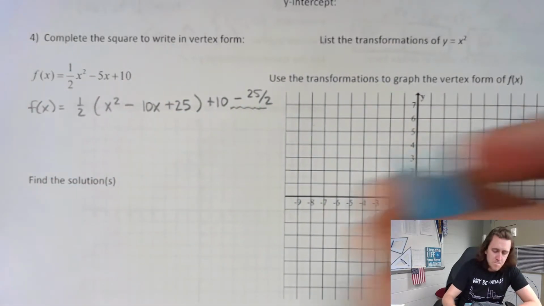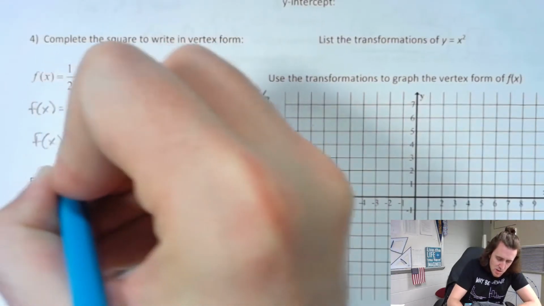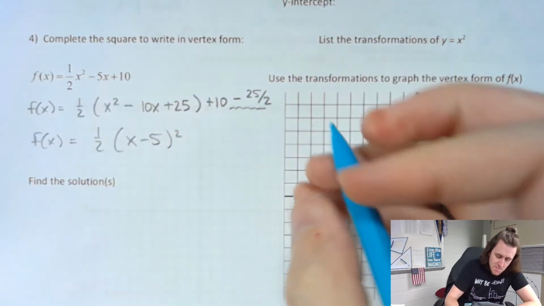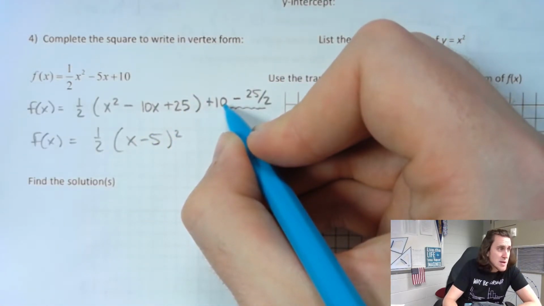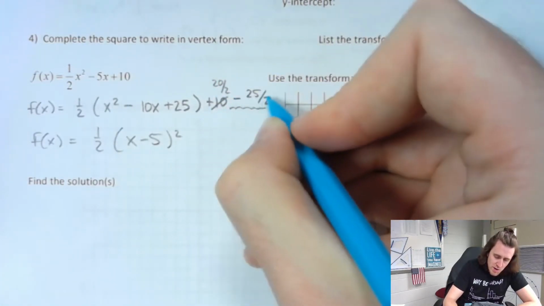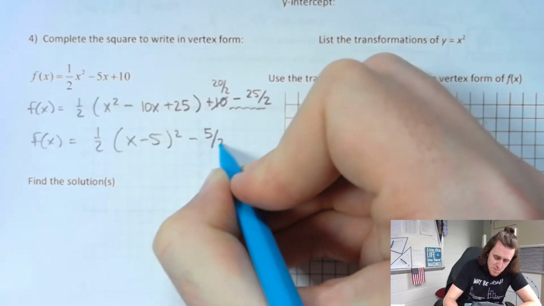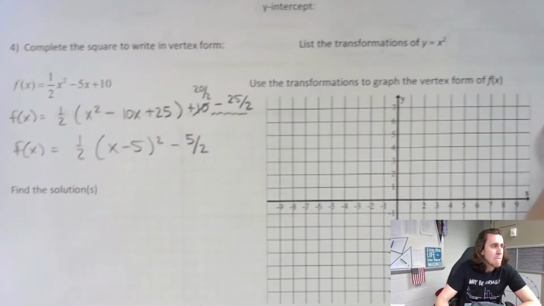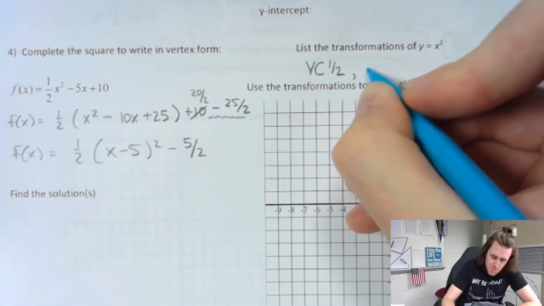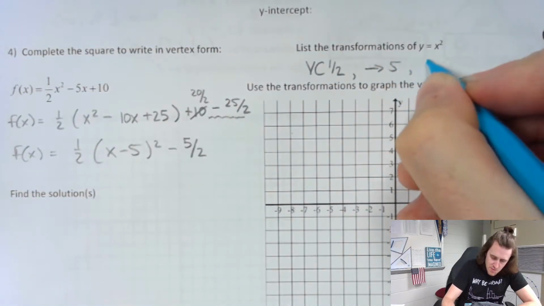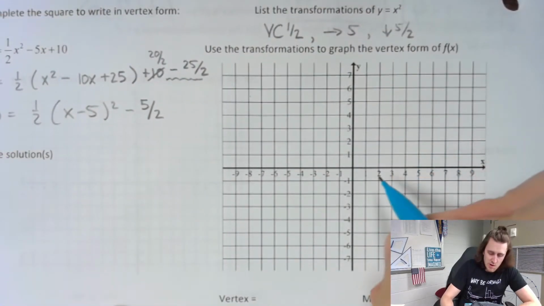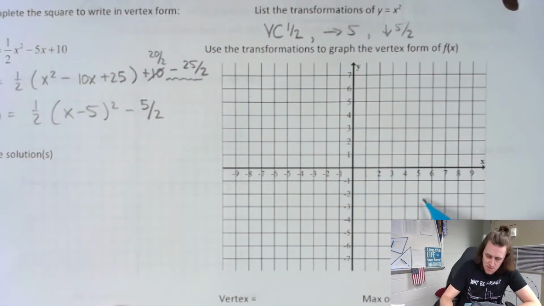Okay. And then we can factor x minus 5 squared. 10 is the same thing as 20 over 2, so 20 minus 25 would be negative 5 halves. So for our transformations, this time we have a vertical compression. We're going right 5, down 5/2. So on our graph, right 5, down 5/2.